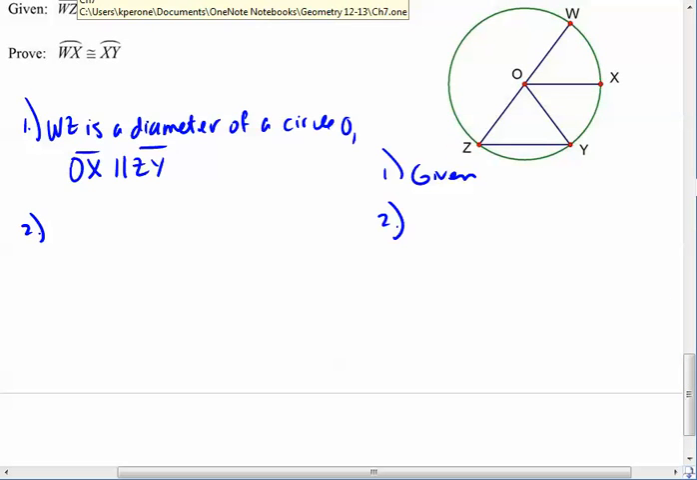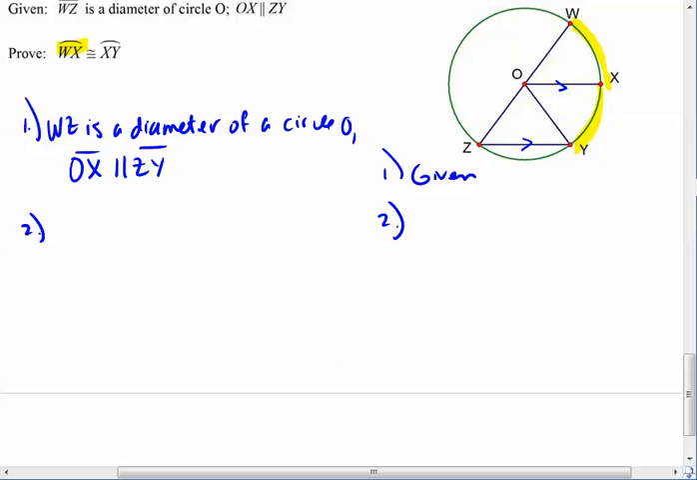All right, so I've skipped ahead and written down the given information to get that out of the way. We've got a diagram where WZ is a diameter of circle O, and that OX is parallel to ZY. We're supposed to prove that arc WX is congruent to arc XY. So those two are congruent.